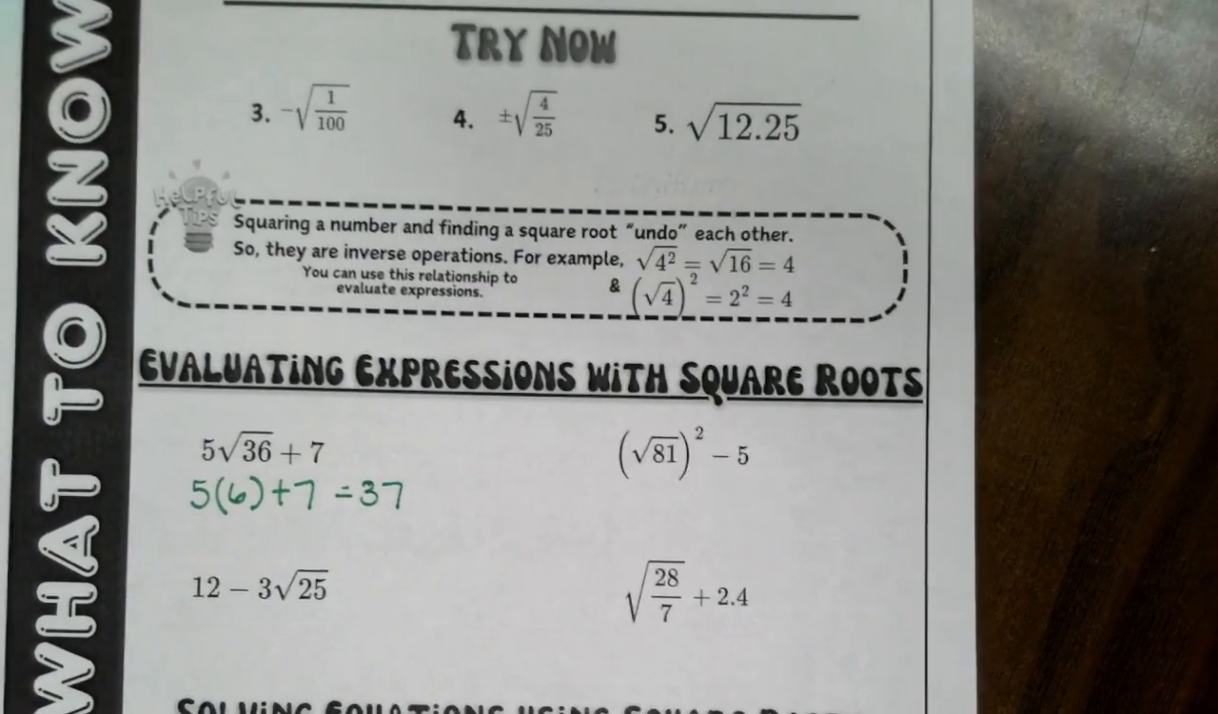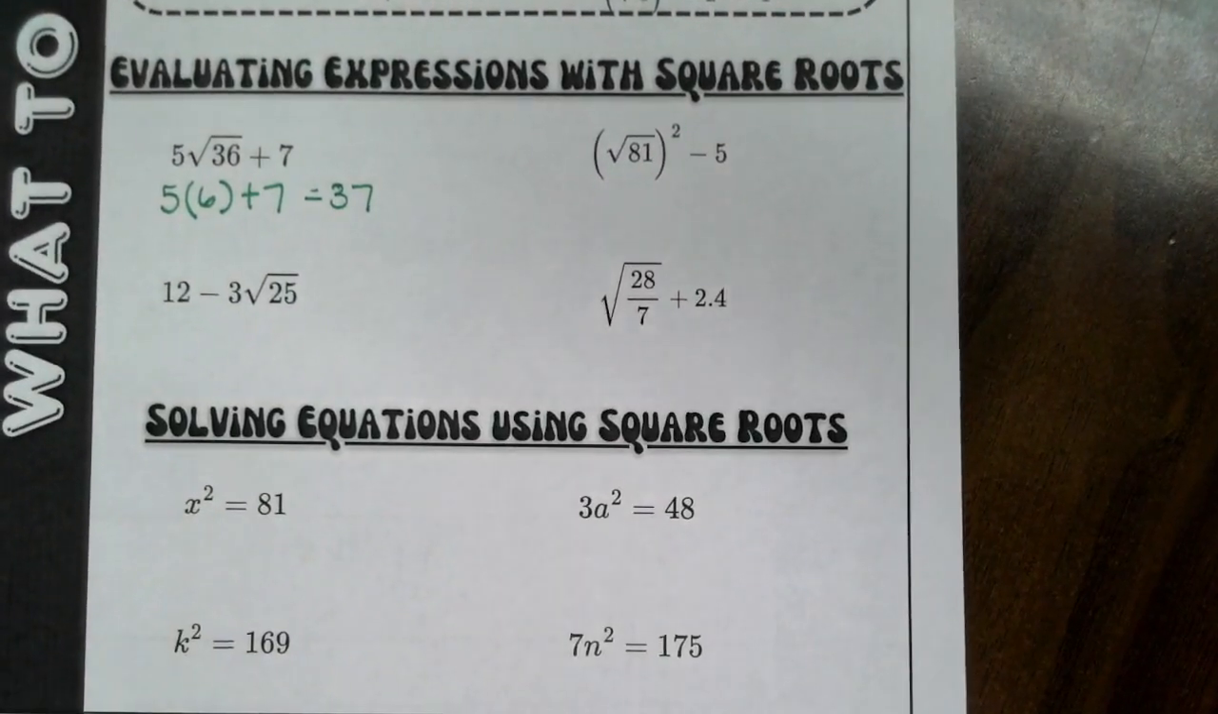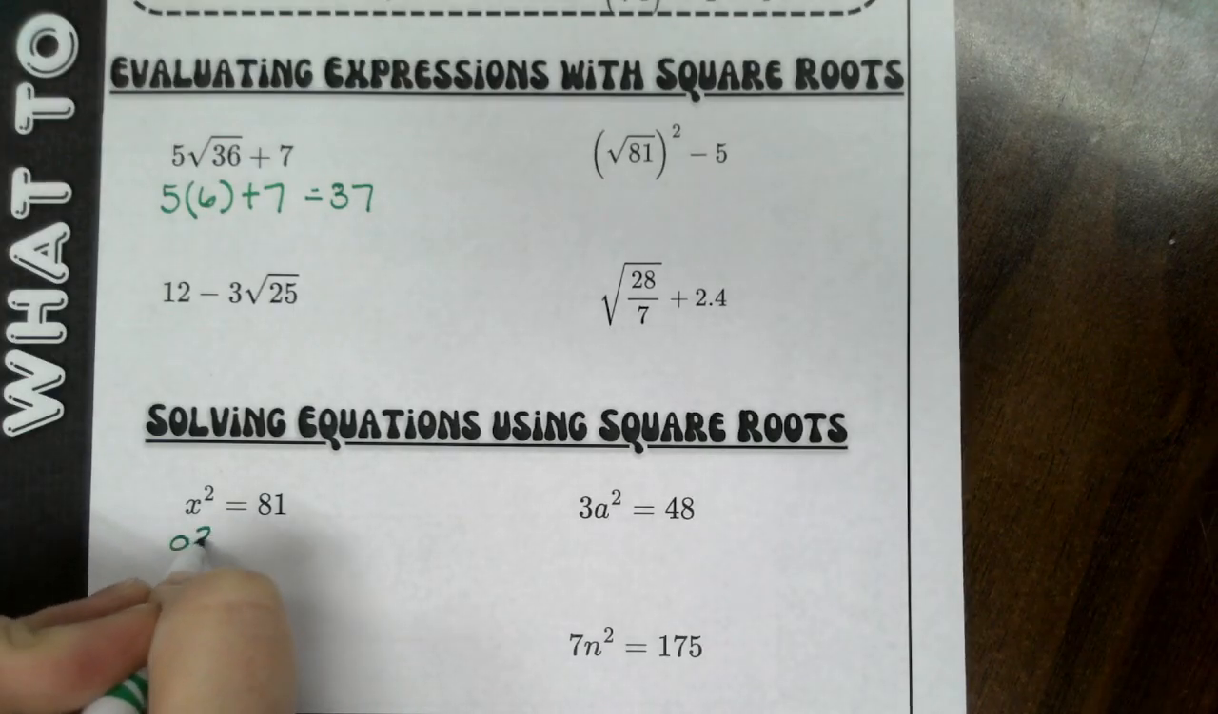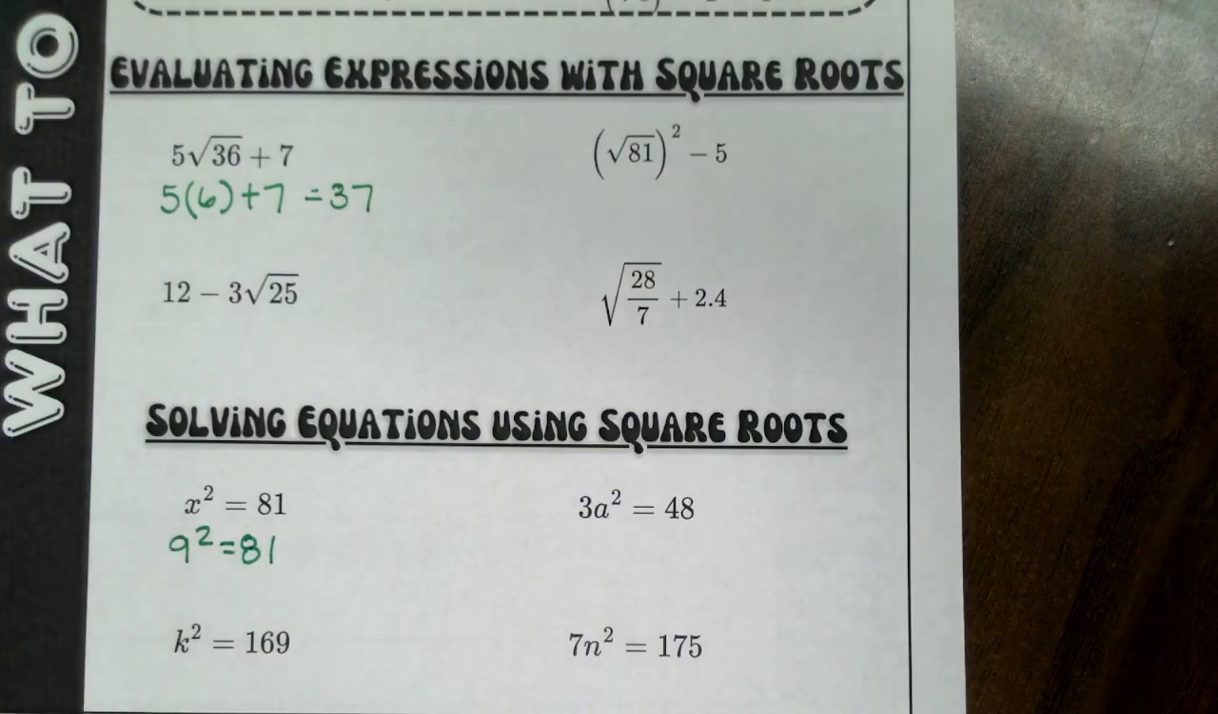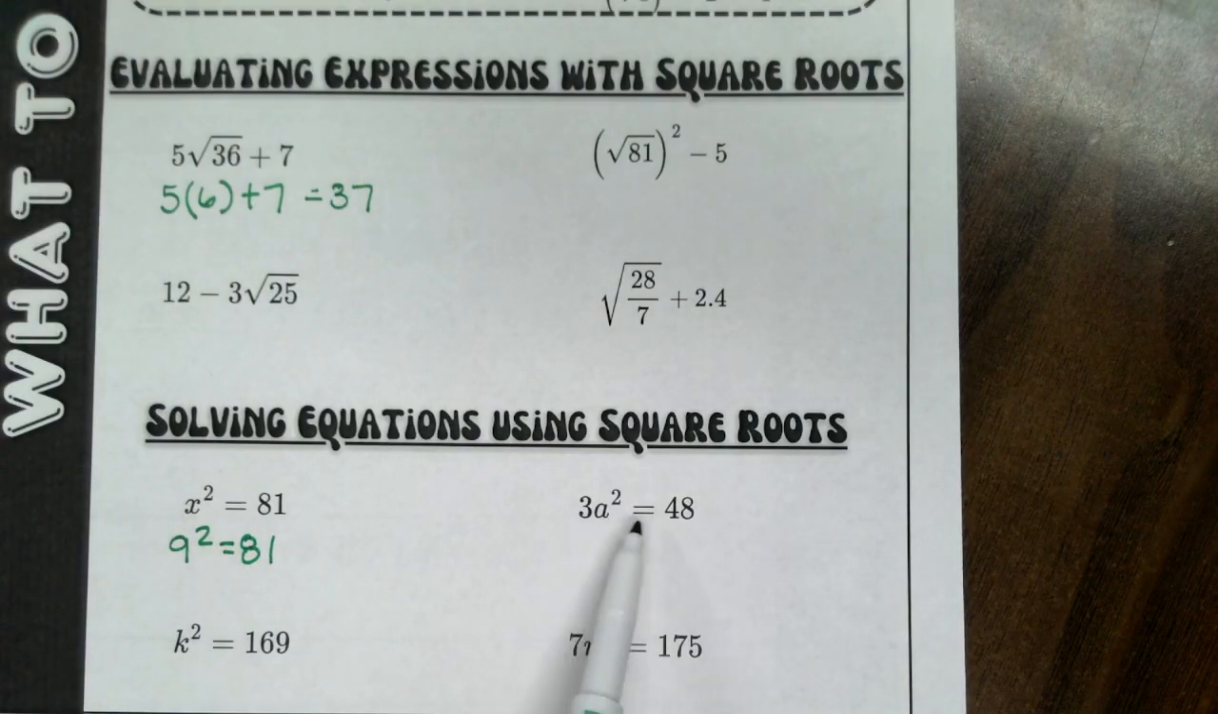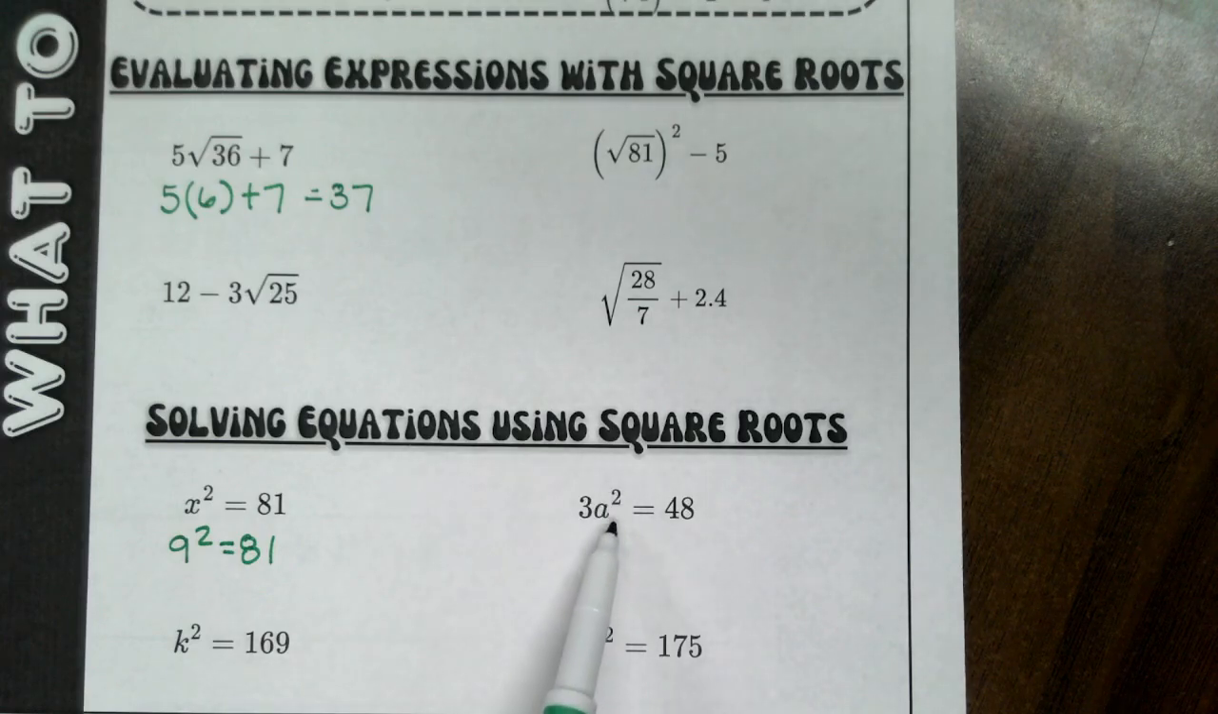Then we're going to do solving equations using square roots. This one says x squared equals 81. So I need to figure out what number times itself, or squared, equals 81. Well, I know 9 squared is 81. So I'm going to go 9 squared equals 81. Okay, so you're going to try these similar problems and see what you can come up with. Remember, you're going to need to divide by 3 on both sides before you can solve for the a squared. All right, good luck.